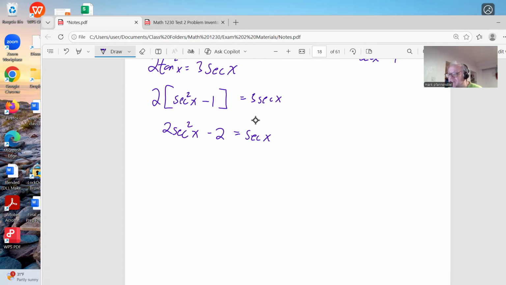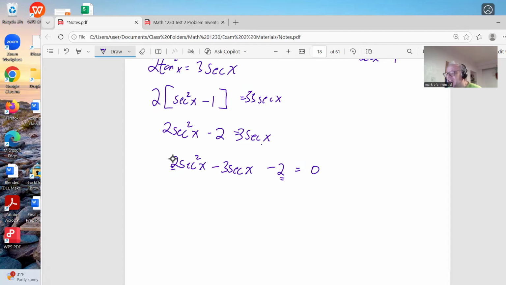Let's put everything on one side because we have something that looks like a quadratic. It's probably best to put everything on one side and get it equal to 0. If you're using the quadratic formula, you're going to have to get a 0 on the right-hand side. So we have 2 secant squared x minus 3 secant x minus 2 is equal to 0.